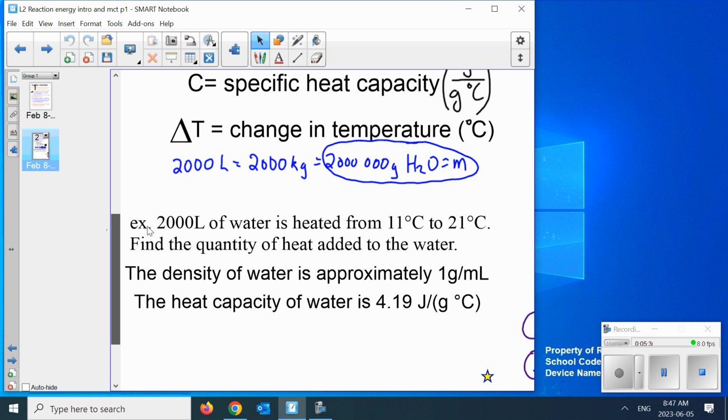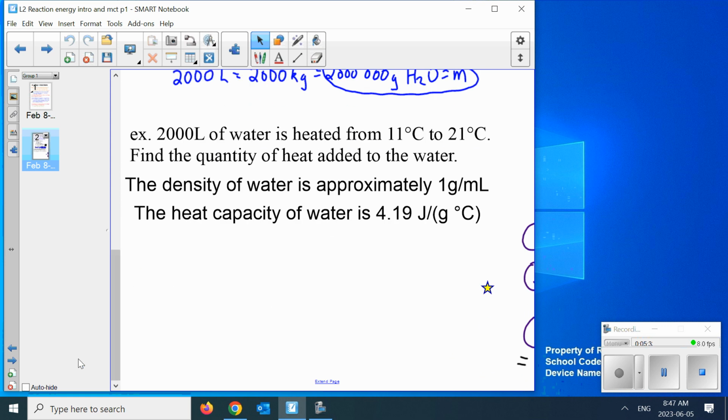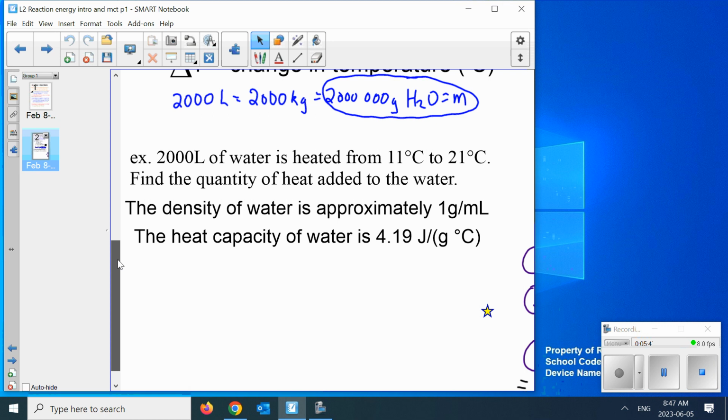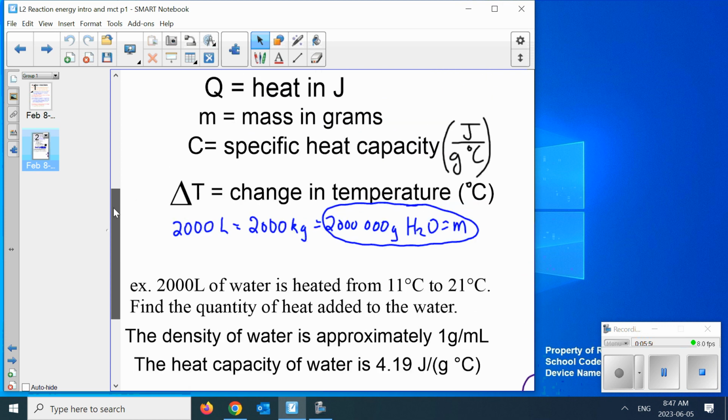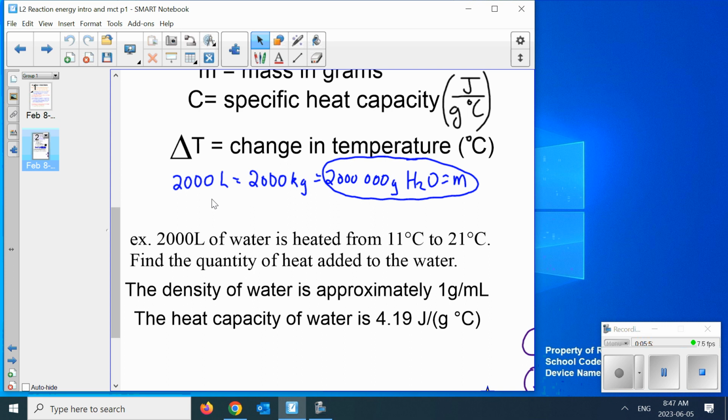Now, underneath I have something added though, so we can figure something out. The density of water is about 1 gram per mil, so we're going to use that. And the heat capacity, the C value of water, I'm going to use is 4.19 joules per gram degree Celsius. Now, we were given a volume of water, 2,000 liters. That's a lot of water, right? Maybe this is a hot tub or something, and the heat energy is provided by the electric heating system in the hot tub.